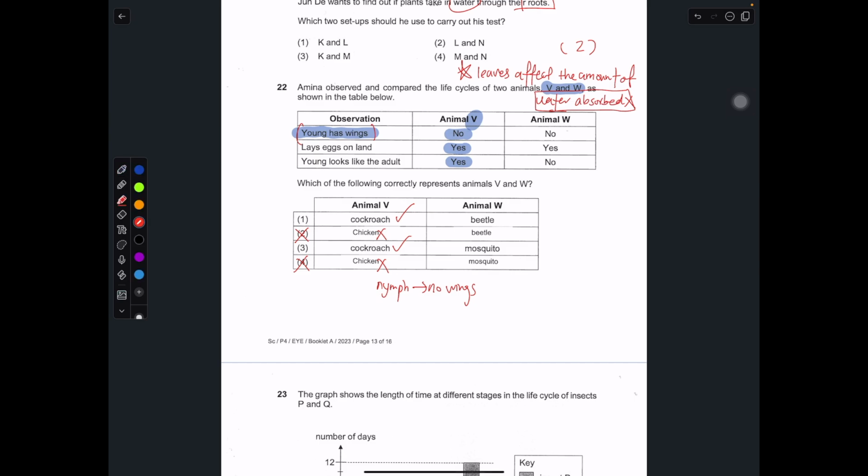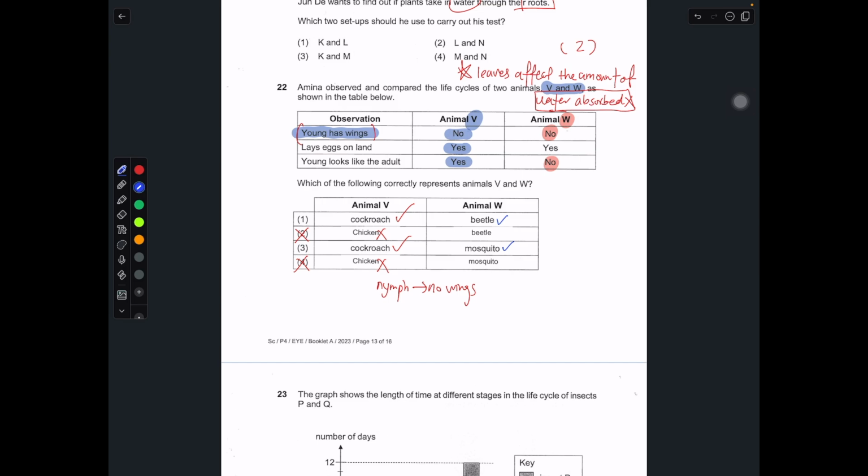For W, the young has no wings. The young also don't look like adult. Okay, so over here, it seems like all of them is possible. That means all of them is possible. I'm saying this. Okay, the beetle and the mosquito, all of them, the young has no wings. The young also don't look like adult.